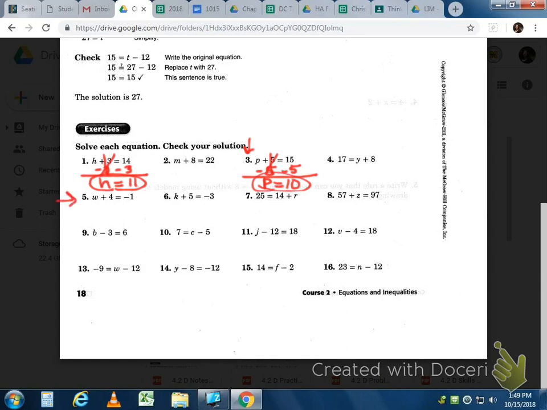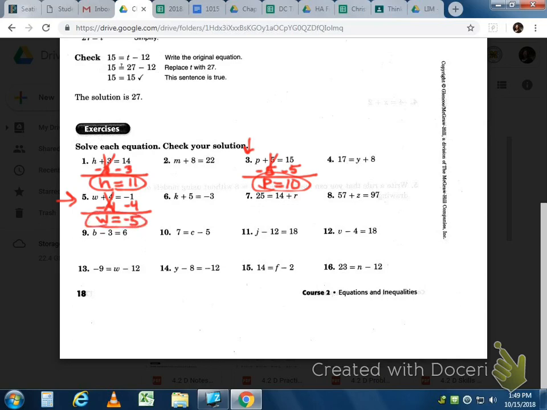Okay, number 5. Who's doing number 5? Okay, Dylan, I want W alone. What number's there with W? We need to minus 4 because there's a 4 there. So minus 4 on each side and draw my line. You're going to mark out your 4s. And what's W going to equal? Negative 5. Good job.